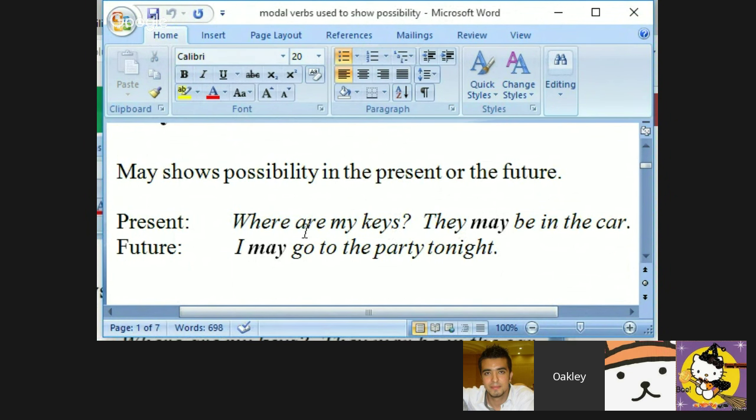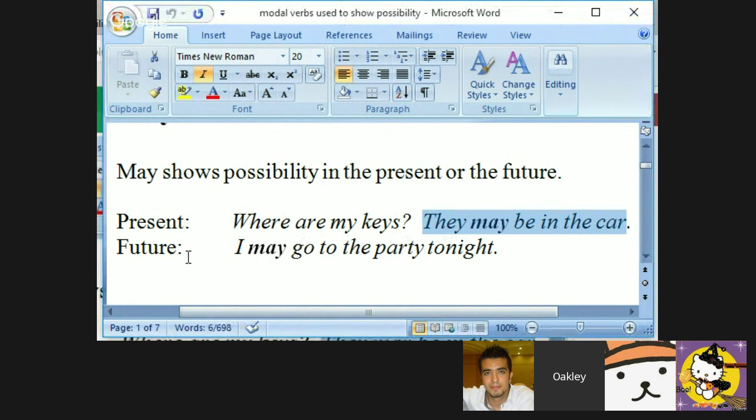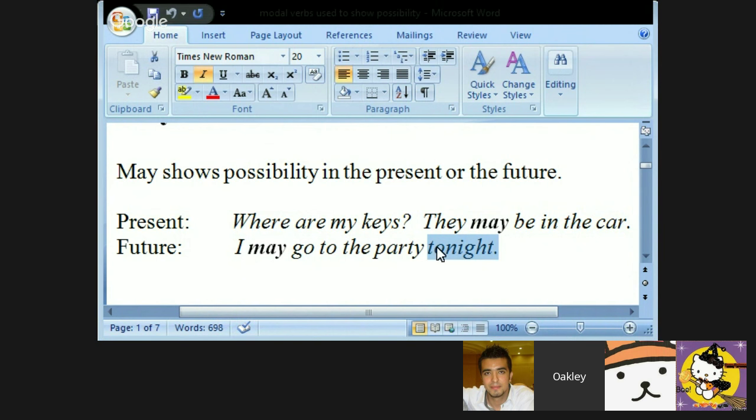Okay, in present tense, for example, where are my keys? They may be in the car right now. In the future, I may go to the party tonight. It's very common, if you're going to use it to show future possibility, to use some kind of time indicator to make that very clear. Okay.